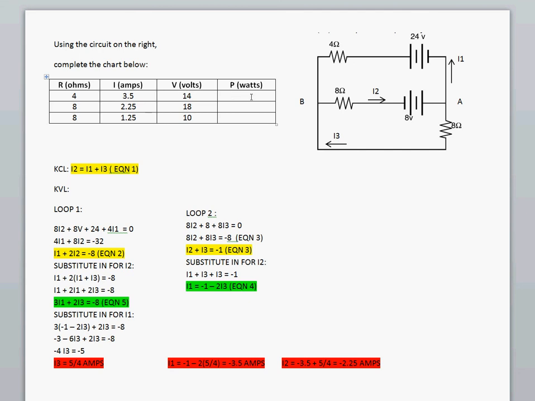And then to get the power, we just say V times I. So it's 14 times 3.5, and that's 49 watts. The units are already up top. Again, it's just power is volts times amps. And it's 18 times 2.25, and that gives us 40.5 watts there. Again, it's just power is volts times amps. So that's 10 times 1.25, and that gives us 12.5 watts.